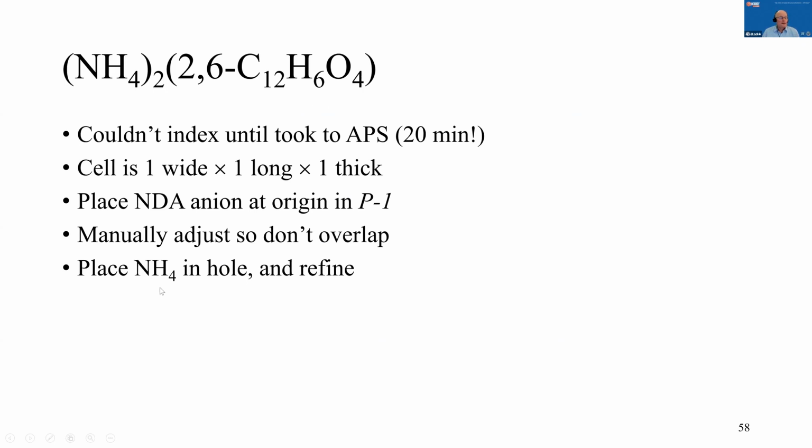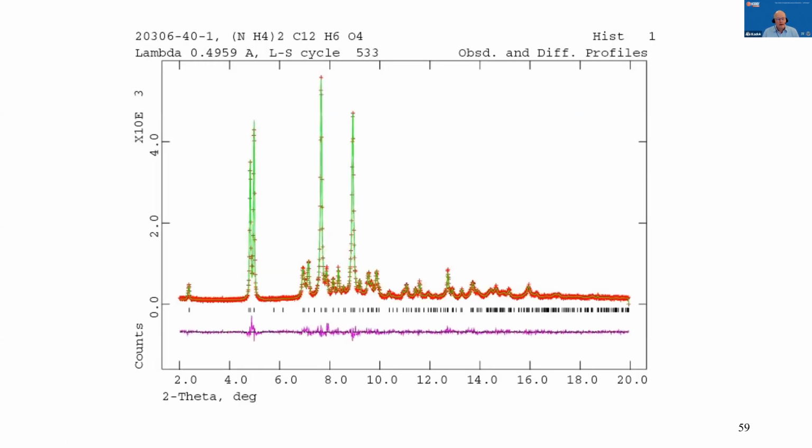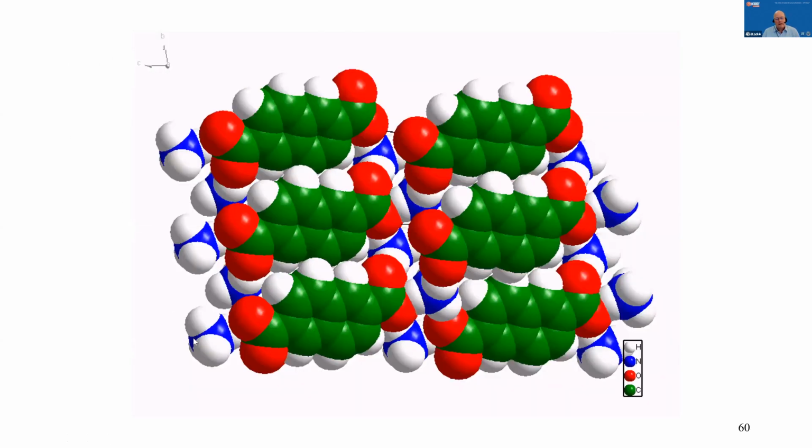And there was a hole. So I put the nitrogen for the ammonium there and refined it. And it took about that long, actually. It was pretty simple. There's the refinement. There's not very much data there, and the peaks are really very broad, which is why I couldn't index it at home. And I've given you a space filling rendering here, because even here you can see there's empty space. So we have an open network of very strong NHO hydrogen bonds. This is less dense than you would expect, for the same reason that ice is less dense than water, this network of hydrogen bonds.